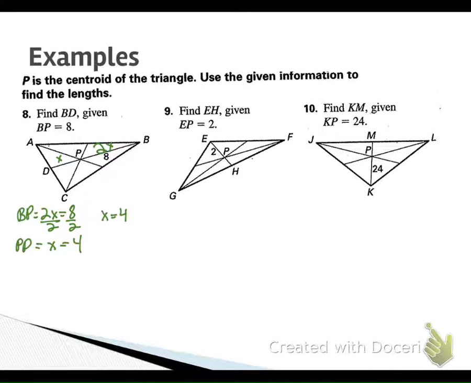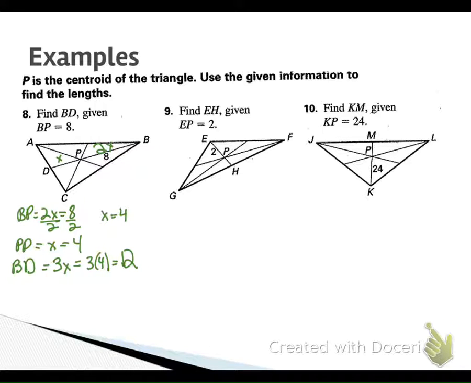And if we want to find BD, which is our whole goal, we know it's the whole length. What's the whole length in terms of x? So we have 2x and 1x. So it's just going to be our 3x. So we have 3 times 4 is? So we know the whole length has to be 12. So if you add up your 8 plus 4, it will give you that 12.